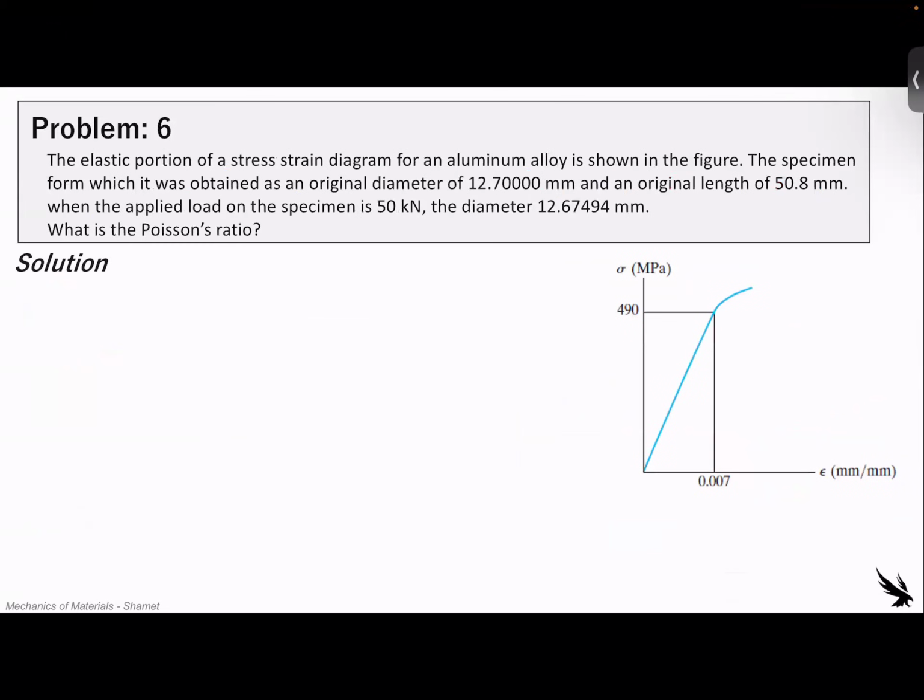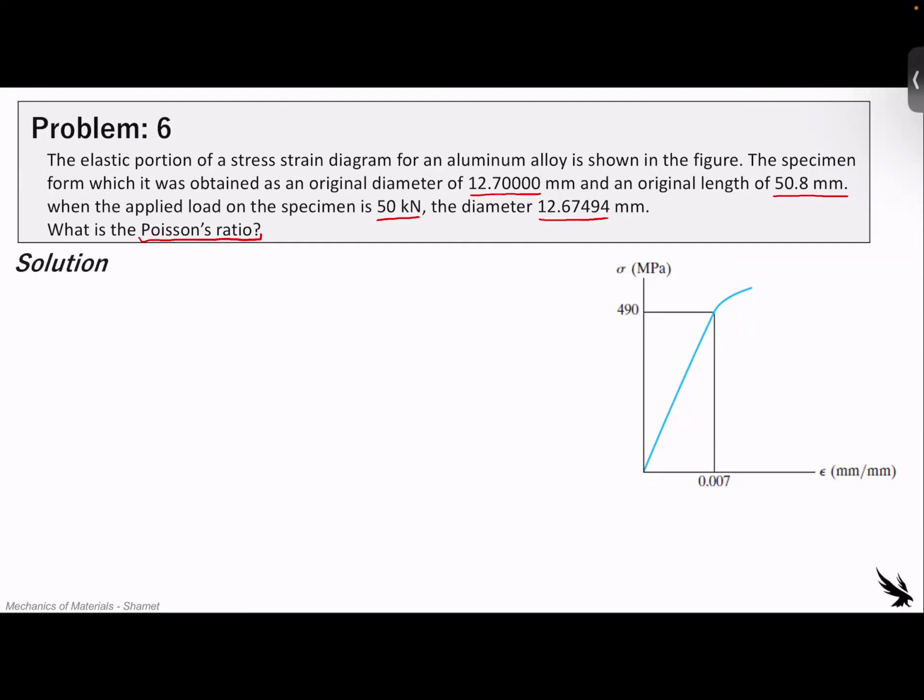All right, in this example, we're asked to find what the Poisson ratio is based off of the stress strain and the loading data given. So we're told that the elastic portion of the stress strain diagram for this aluminum alloy is shown down here in the figure. The specimen from which it was obtained has an original diameter of 12.7 millimeters and an original length of 50.8 millimeters. And when the applied load on the specimen is 50 kilonewtons, the diameter shrinks to that number with a bunch of digits, so I'm not going to read it.